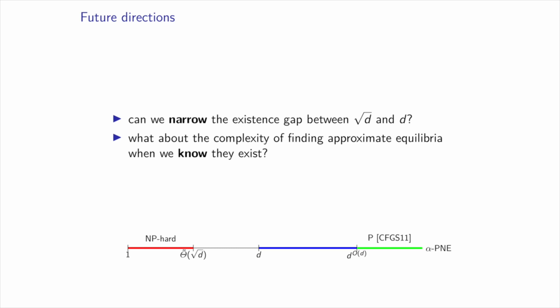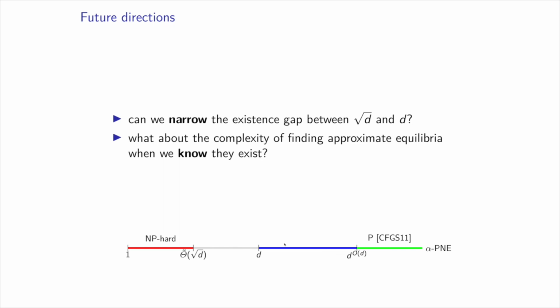There are still a few questions left open from this work. First of all, is it possible to narrow down the existence gap and figure out what is the correct threshold at which equilibria are guaranteed to exist? A second question, which I also find quite interesting, is regarding the complexity of finding approximate equilibria when we know that they exist. Here, we actually have some positive results. From the work of Clara et al., we know that one can compute alpha PNE in polynomial time as long as alpha is at least d to the O of d. Note that this exponential guarantee is still very far from the existence guarantee of d.